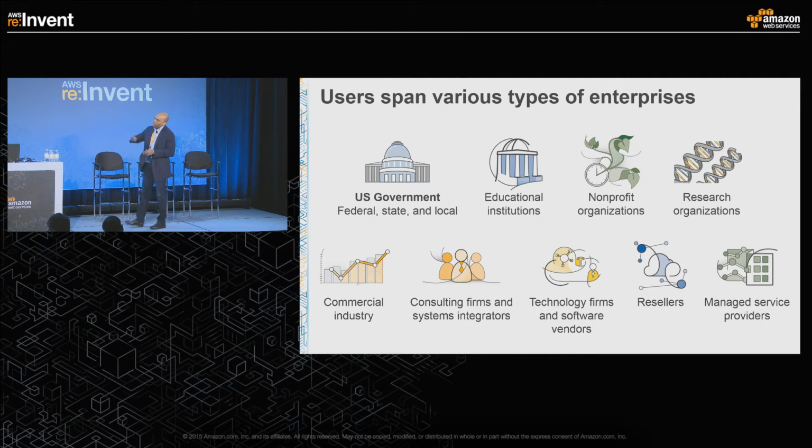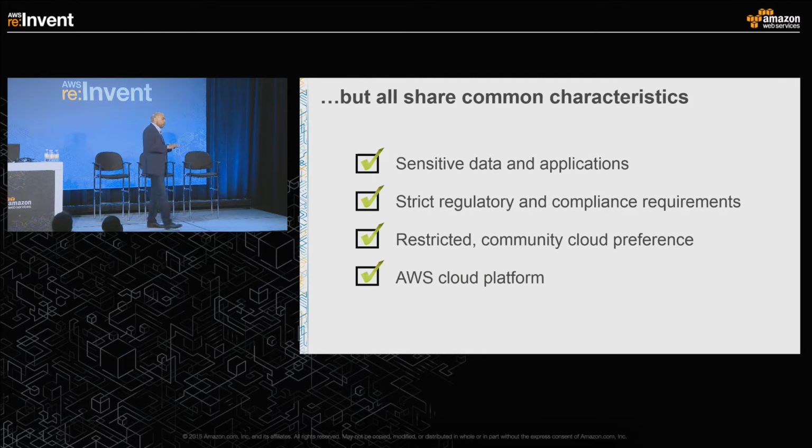Again, when you look at that growth over the past 4 years, a lot of it is coming from organizations outside of government proper. But all those organizations tend to share 4 common characteristics that we've noticed. One, they typically all have sensitive data and applications, which is driving them to GovCloud in the first place. 2, they typically have to adhere to strict regulatory and compliance requirements. In certain cases, they cannot use our other regions, even our other US-based regions. So GovCloud provides them a cloud platform that allows them to adhere to those regulations while still getting the benefits of our platform.